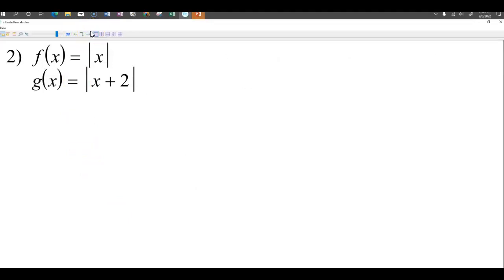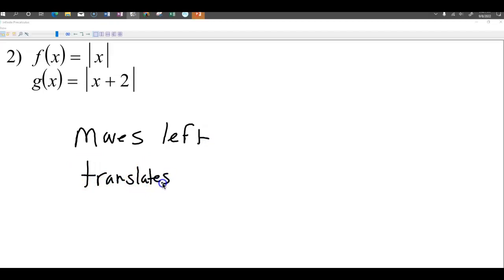Adding or subtracting? Inside or outside? So, adding inside the parentheses. What's the transformation? Moves left. But we're going to say what? We're going to say translates left. Okay? That's it. We're just describing what we do.